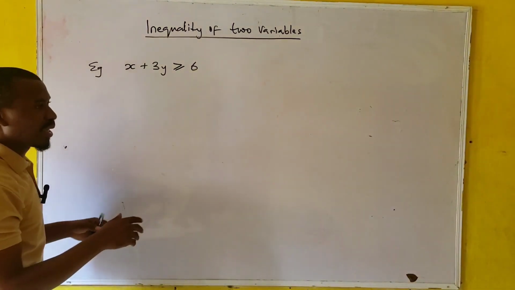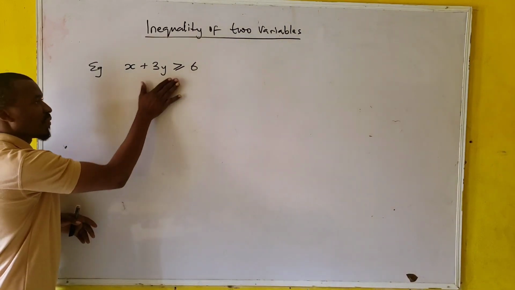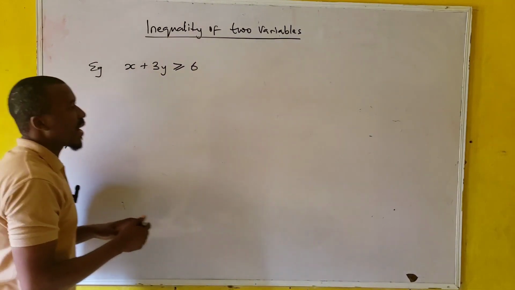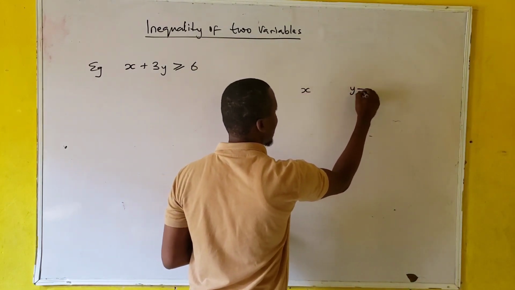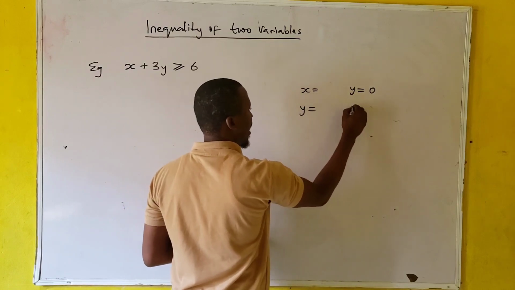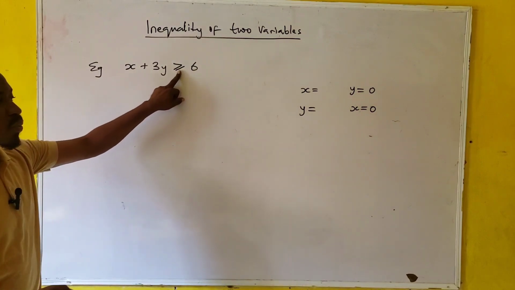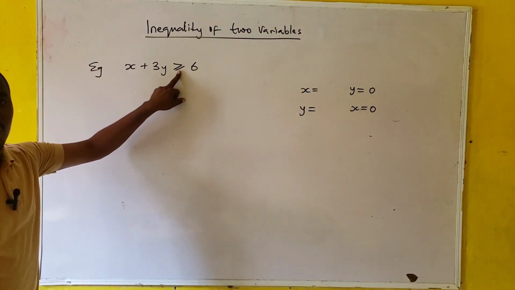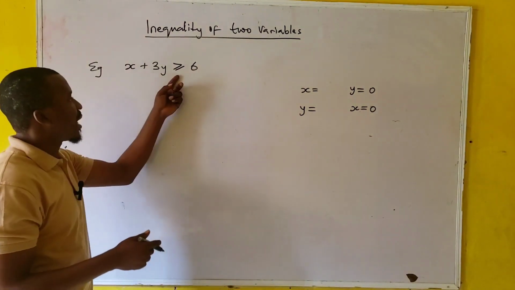Now, what am I going to do? Just like we take care of linear graph, it is the same way we are going to solve this problem. I'm going to find the value of x when y is equal to 0 and find the value of y when x is equal to 0, ignoring the inequality. So I'm going to ignore the inequality just to get these values. I can go somewhere and work that out.